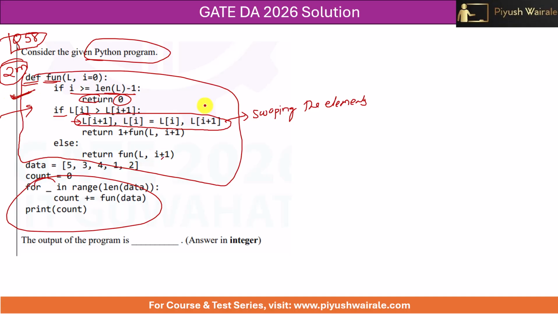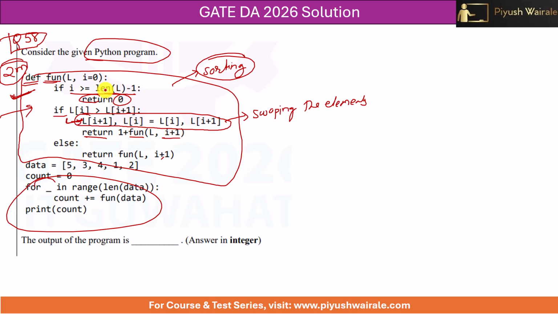So you can see it is basically a sorting algorithm. Now tell me, which type of sorting algorithm is this? Whenever L of i is greater than L of i plus 1, we are comparing the element with the next element. If it is greater, then we have to swap that element. And then we have to return 1 plus function L comma i plus 1.